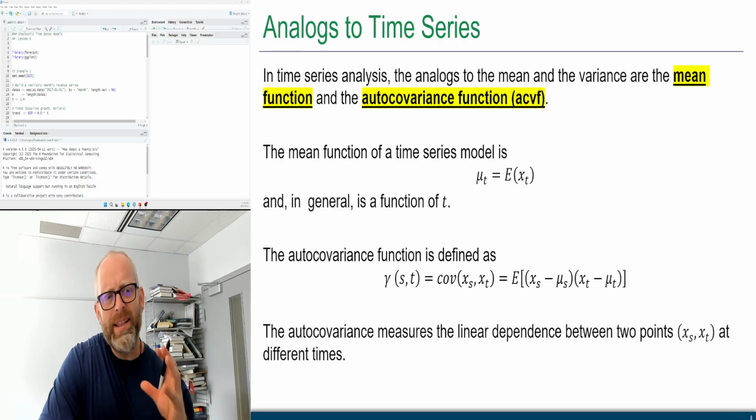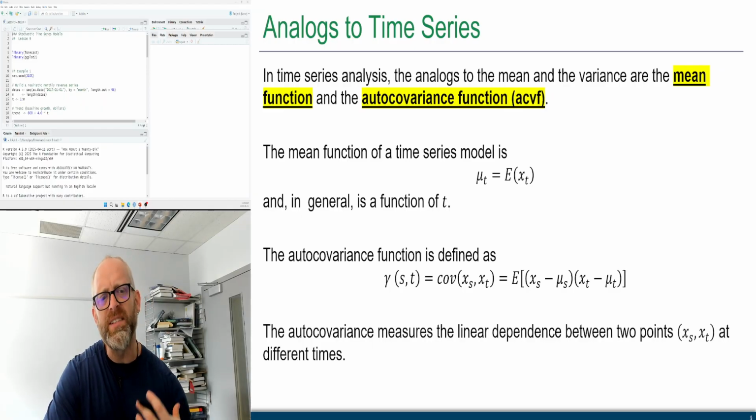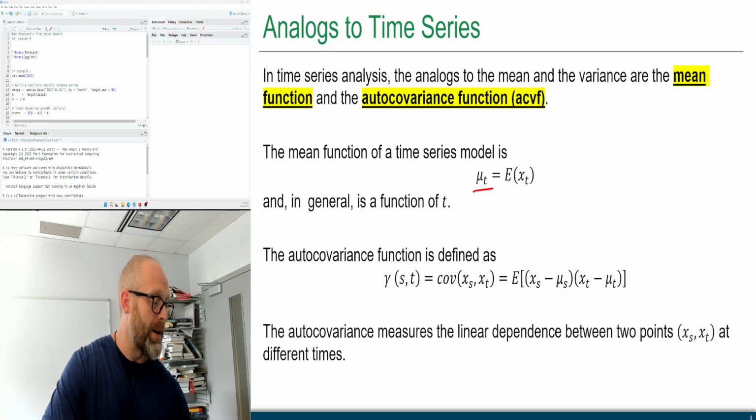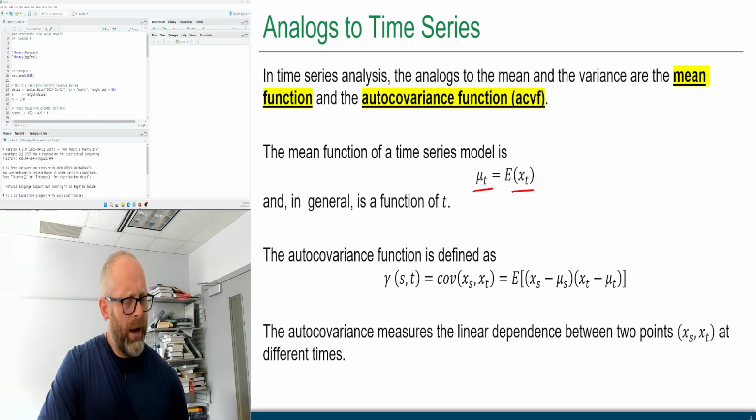All right, so the mean and the variance of a time series, we refer to this as a mean function and an autocovariance function, because all of this is done through the variable of time. So we talk about the mean function of a time series as mu sub t, which is just the expected value of that random variable at time t. So in general, it's a function of time.